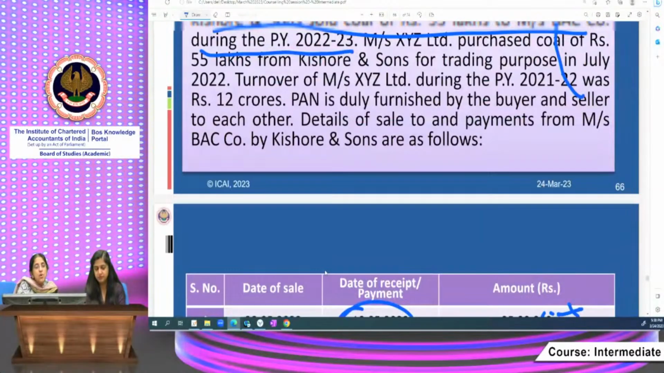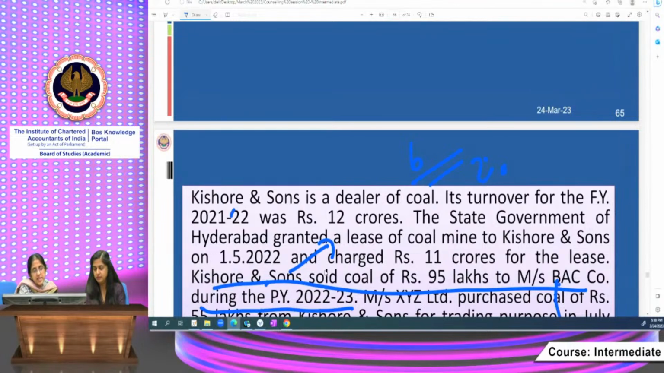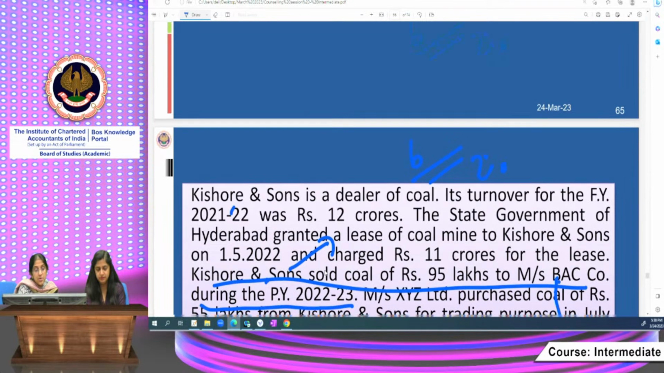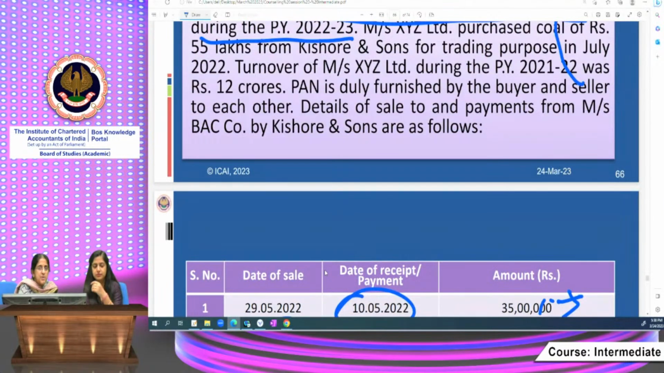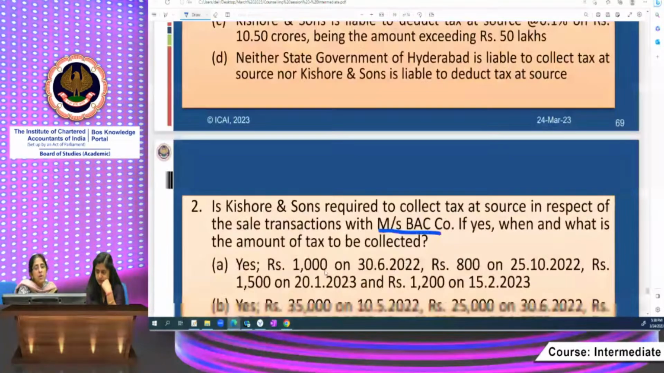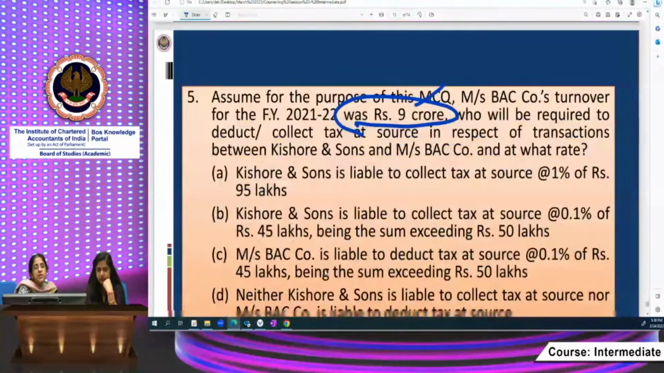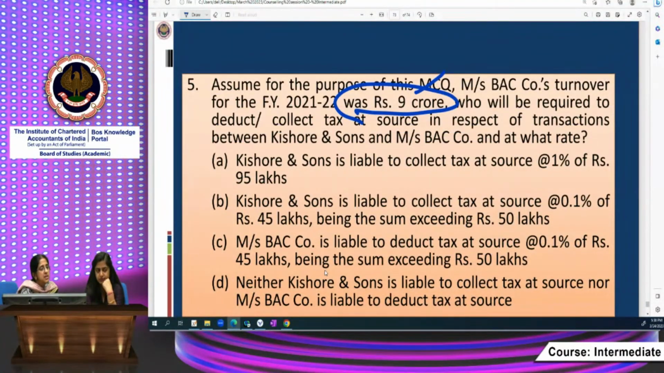It's a sale of coal by Kishore and Sons to BAC. BAC has furnished a declaration that it's going to use it for manufacture, for the purpose of generation of electricity, generation of power. So that's why under 206C1A, it was exempt. Then we saw 194Q. The turnover of the buyer was exceeding 10 crore and the total transactions exceeded 50 lakhs, so we applied 194Q. But now you're talking about a case where the turnover is 9 crore. In such a case, who is required? What is the answer now? Is there any liability to collect tax? Is there any liability to deduct tax?